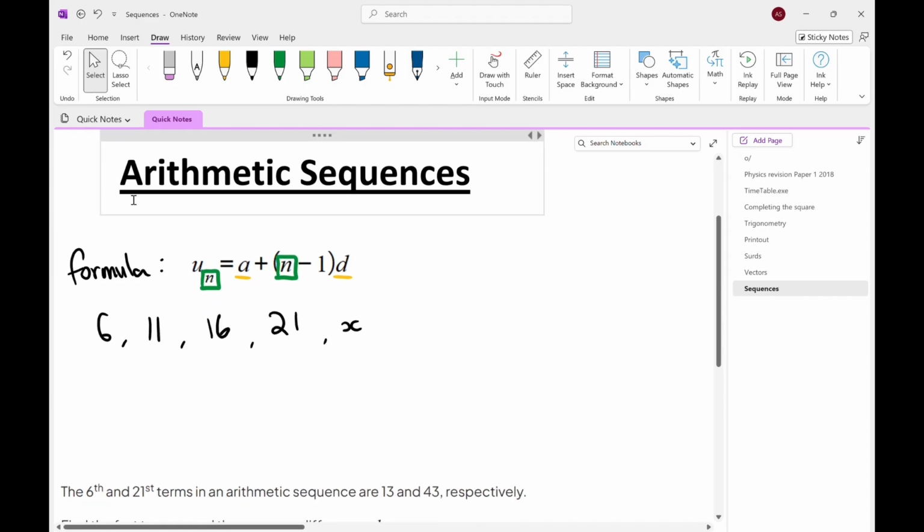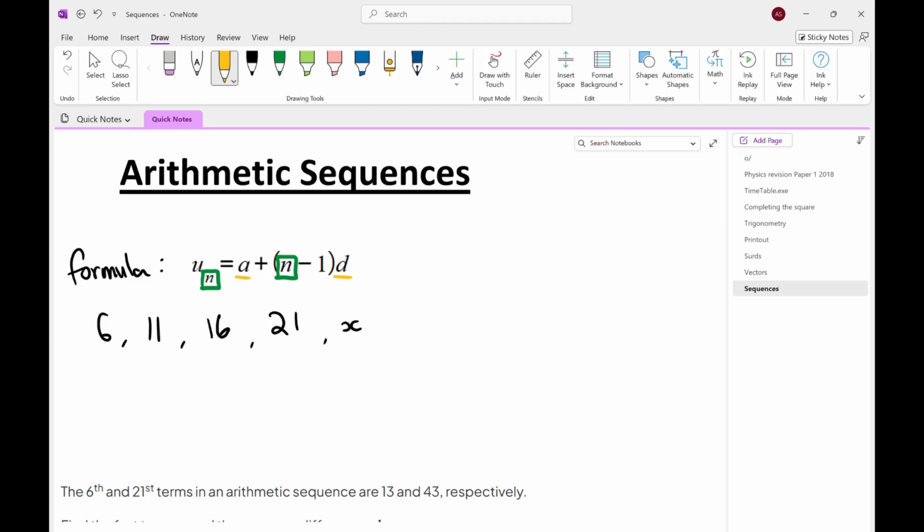Today we'll be going over sequences, in particular arithmetic sequences, as you can see here. So the first thing we need to know is these different terms. n is just the number of terms in a series. A will be your first term, and d will be your common difference.